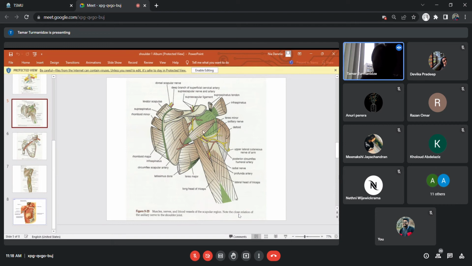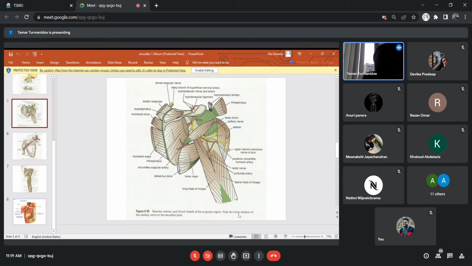Between teres minor and teres major we have the spaces, triangular space and quadrangular space, where pass the vessels and the nerves. In triangular space, we have artery circumflexa scapulae, a branch of the subscapular artery, which makes anastomosis to the suprascapular artery. In quadrangular space, we have posterior circumflex humeral artery and axillary nerve.